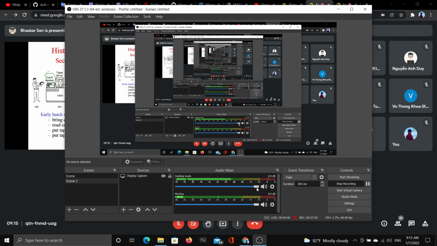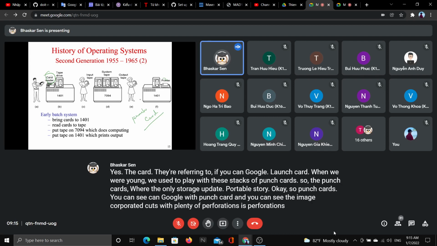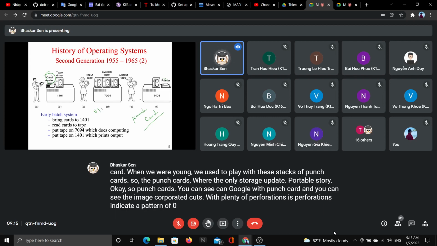The card they are referring to, if you can Google, is the punch card. When we were young, we used to play with these stacks of punch cards. So the punch cards were the only portable storage of data. You can Google punch card and see the images, perforated cards with plenty of perforations. These perforations indicate a pattern of zeros and ones.